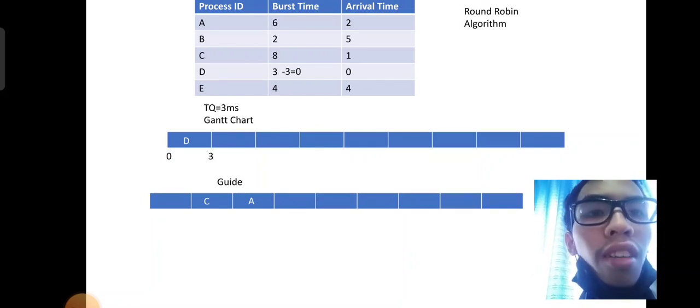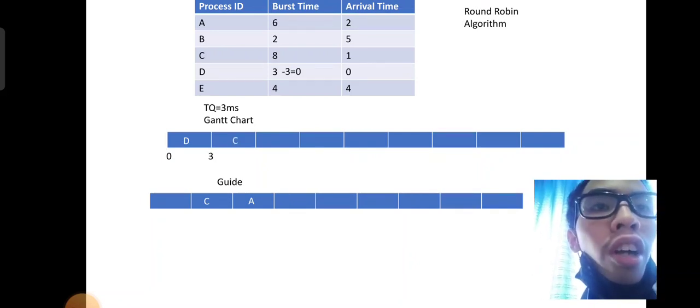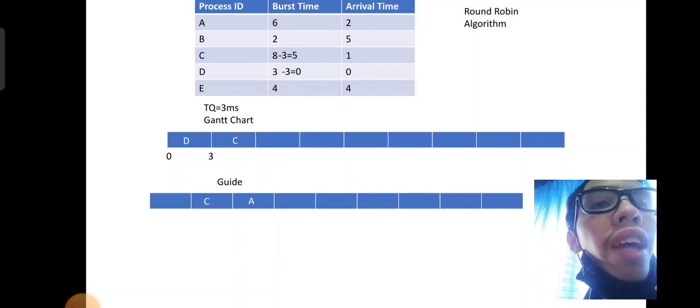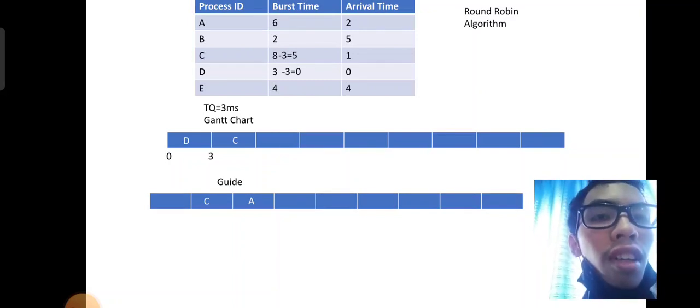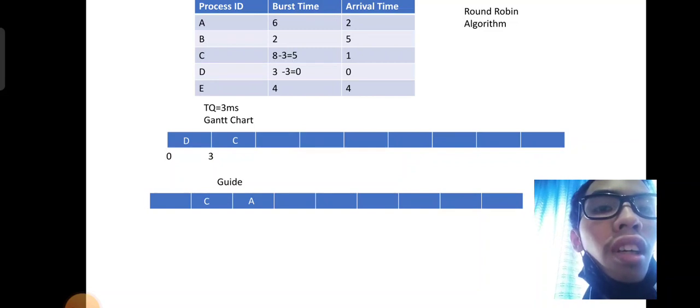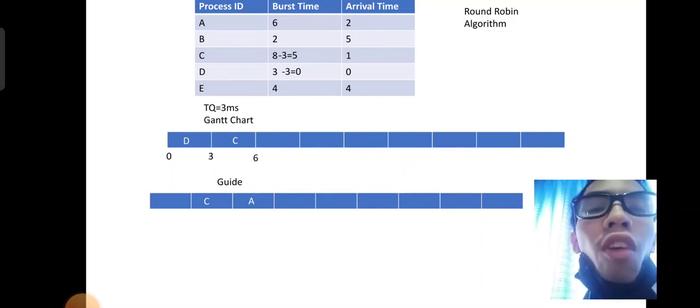Then process C will enter the CPU. In order to execute it, we will subtract the time quantum from its burst time. So 8 minus 3 is equal to 5. What we subtracted will be added to the time finish of process D in our Gantt chart. So the time finish of process D is 3, plus 3, is equal to 6. That is the time finish of process C.